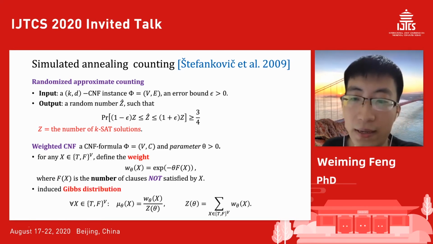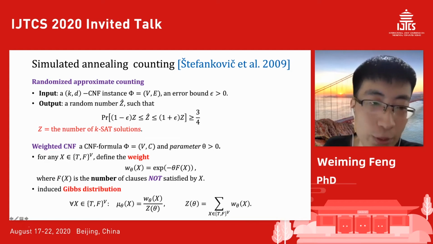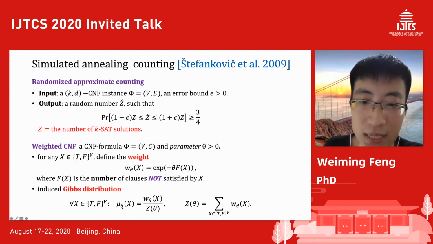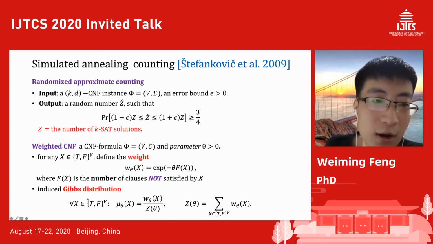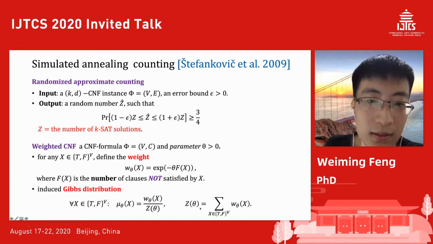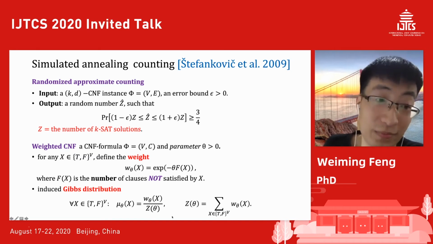Now we can define a distribution mu with respect to the temperature theta. The probability of assignment x is w(x) over Z(theta). Here Z(theta) is the sum of the weights of all assignments. Z(theta) is called the partition function at the temperature theta. So intuitively, the probability of each assignment x in the distribution mu is proportional to its weight w(x).